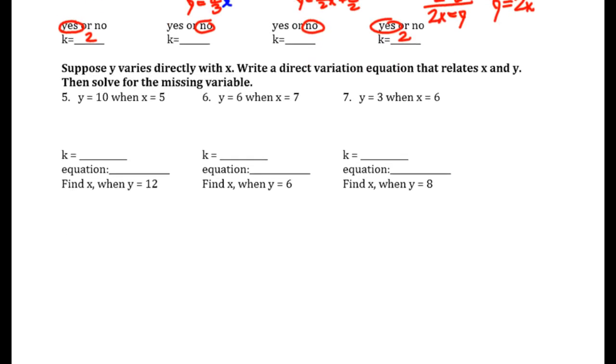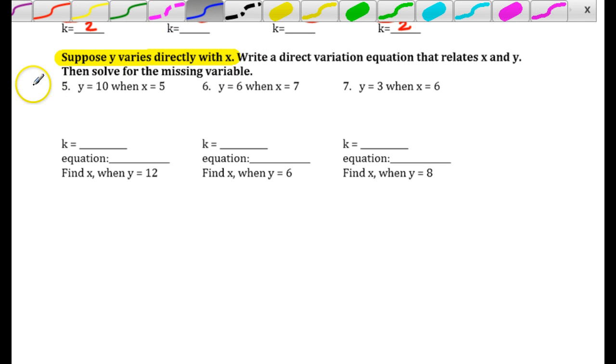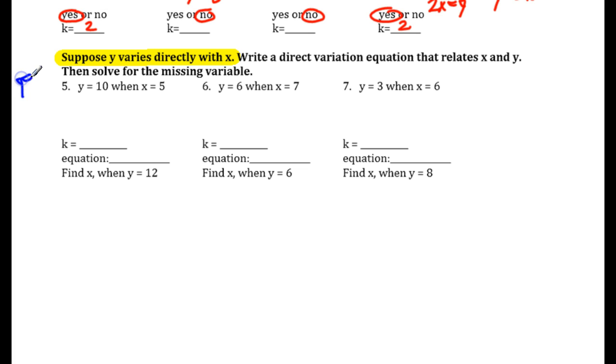Alright, so now let's get to some simple solving here. Now it's telling you, okay, this is important. Suppose y varies directly with x. They're telling you it's direct variation. So when they're telling us direct variation, then right off the bat, in your head you should be thinking y equals kx. That's the formula for direct. Now it's going to say, write a direct variation equation that relates x and y.